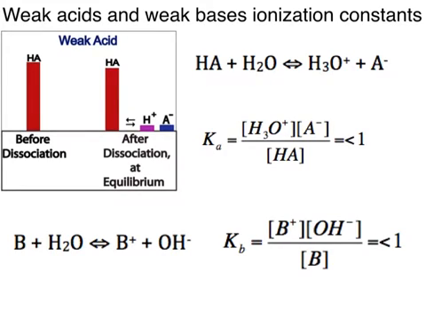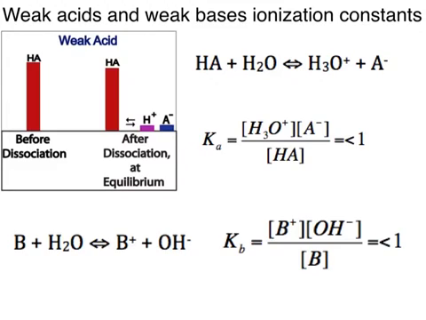Today we're going to look at weak acids and weak bases ionization constants, just briefly again to reintroduce it, but then we're going to solve a problem using the equilibrium expressions, the Ka or the Kb of each of these things. In this case we're going to solve a weak acid problem, and we're going to look at some of the techniques and tactics you would use to solve a problem like this.